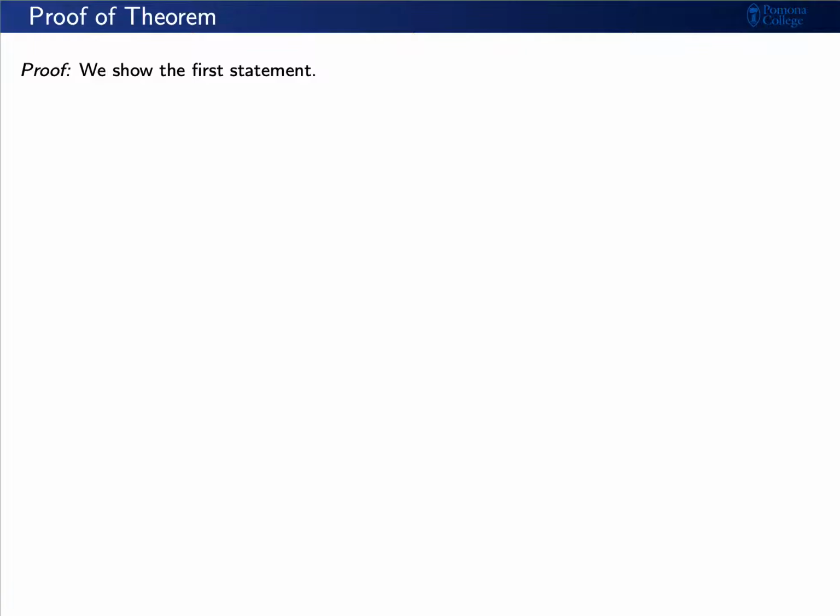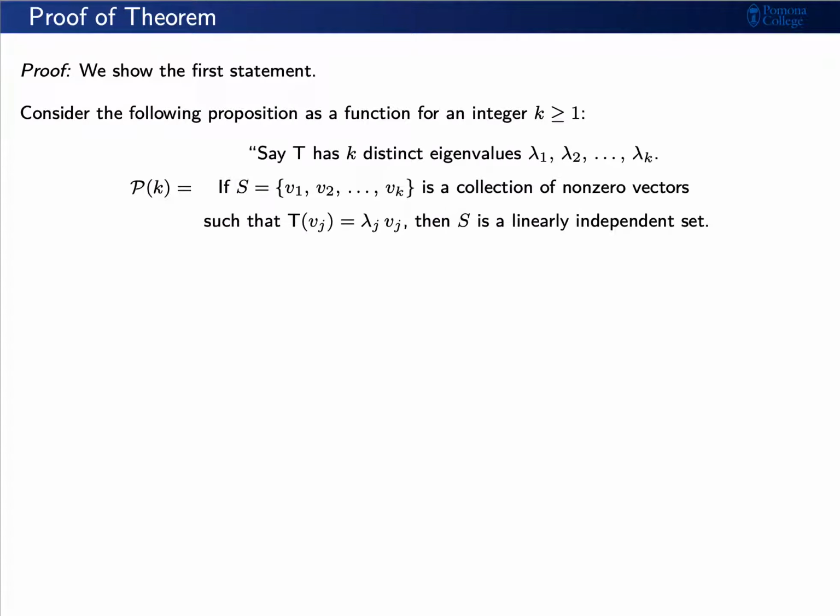Let's go ahead and prove the theorem. We're going to prove the very first statement by induction. So we'd like to consider the following proposition as a function of an integer k. Let's say that T has k distinct eigenvalues, lambda 1 through lambda sub k.